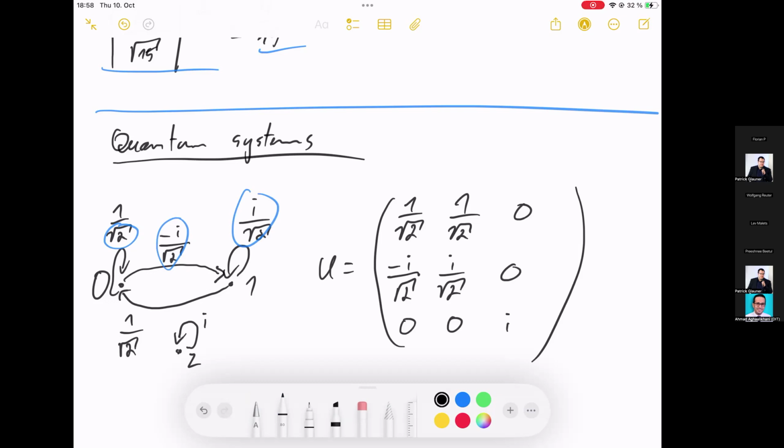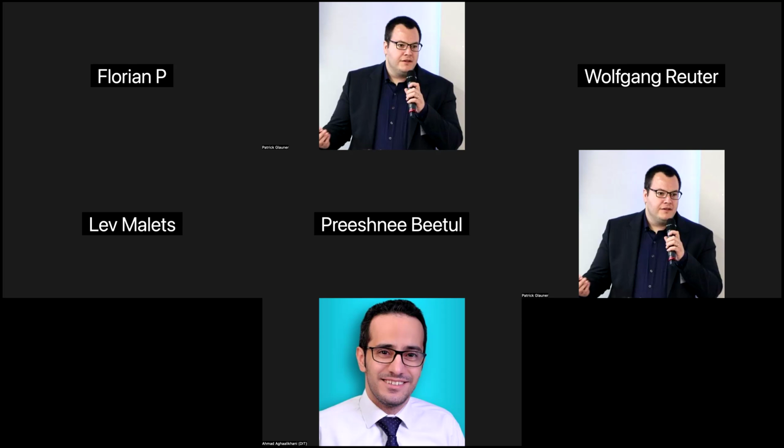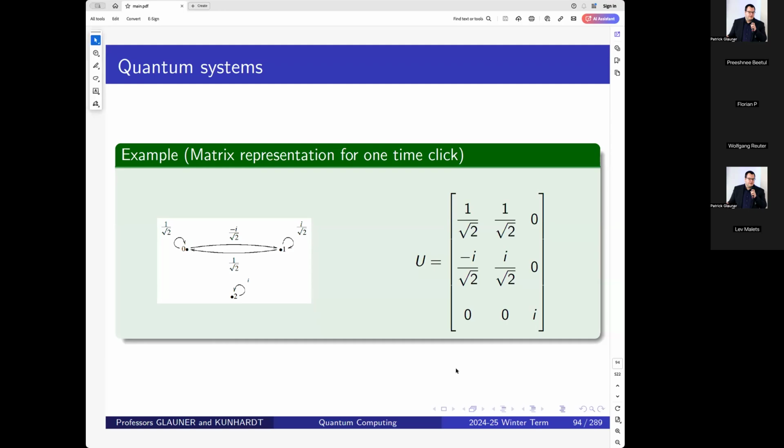Now, actually, you see, we've just developed this step by step. We started with deterministic systems and probabilistic systems. And then we got quantum systems. So not very difficult, or not very much more difficult than before. And this is what we have just done together.